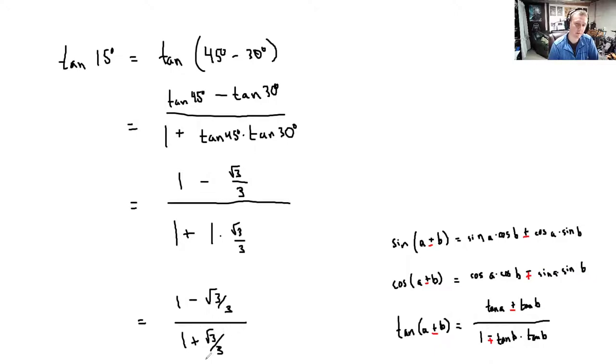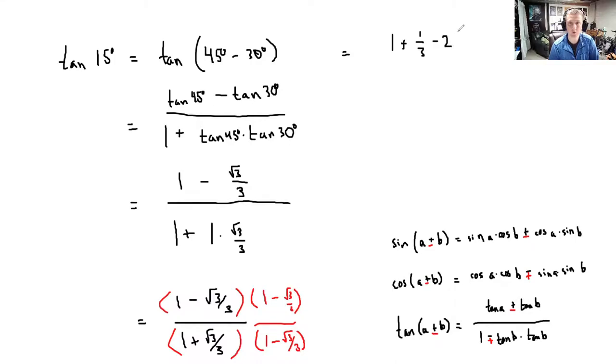To do that, you'd multiply on top and bottom. We've got no minutes left. Real quick, what you would do is multiply by the conjugate of the denominator, which is exactly the numerator. And that gives you 1 plus root 3 over 3 squared, so 3 over 9, 1 plus 1 third, and then minus 2 root 3 over 3, divided by 1 squared minus root 3 over 3 squared, which is 1 third, or 3 ninths.